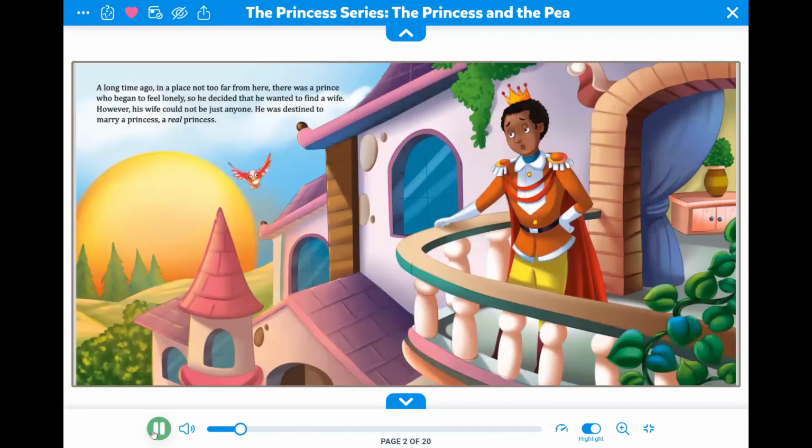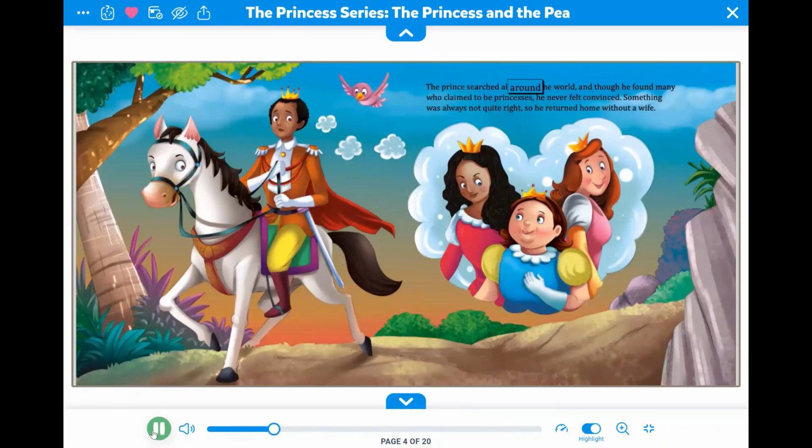A long time ago, in a place not too far from here, there was a prince who began to feel lonely. So he decided that he wanted to find a wife. However, his wife could not be just anyone. He was destined to marry a princess, a real princess. The prince searched all around the world, and though he found many who claimed to be princesses, he never felt convinced. Something was always not quite right, so he returned home without a wife.